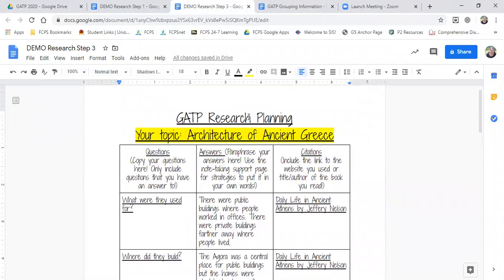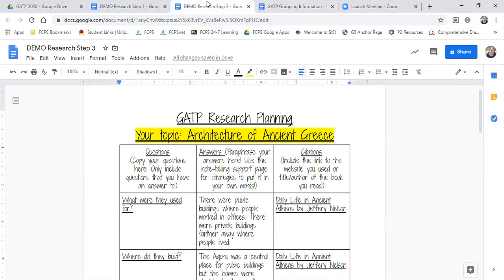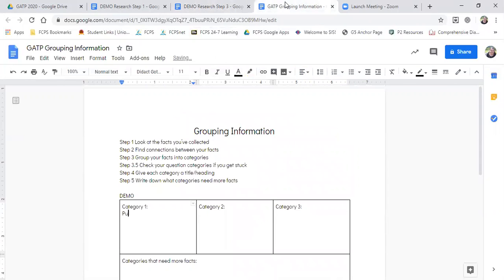I have some more information that I have not charted, but I'm going to use what I have to start making some categories and finding some connections. So one group that I kind of see is like what I know about public buildings. So I have here public buildings where people worked in offices. So I'm going to add that.